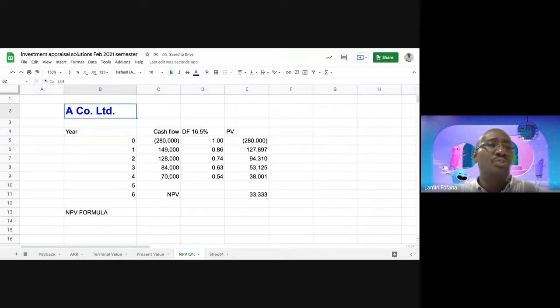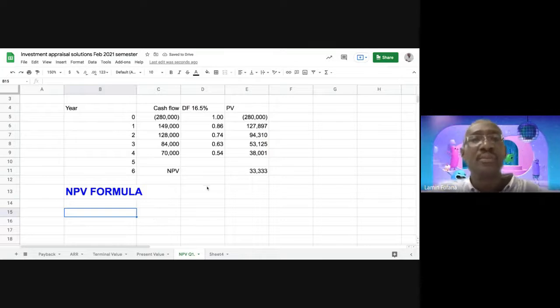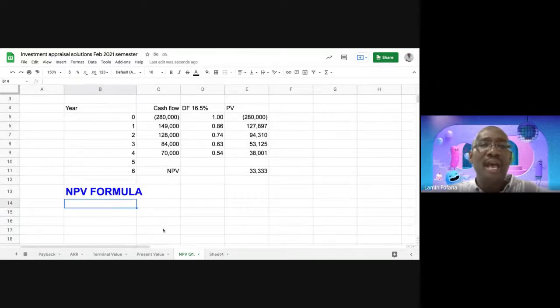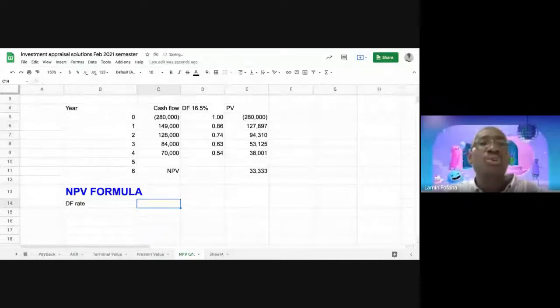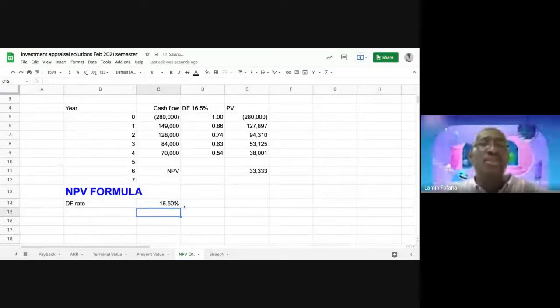Okay, so we're going to use our NPV formula to calculate our NPV. To calculate our NPV, first we must have our parameters down. Our parameters, of course, are here. We have the outflow, we have the inflows, we need to get the discount rate on its own, or we can include it in the formula. So let's say we have our DF, discount factor rate. We're going to make it a percentage, which will be 16.5. Okay, so we've got all the parameters.